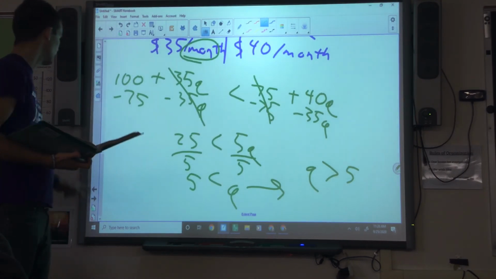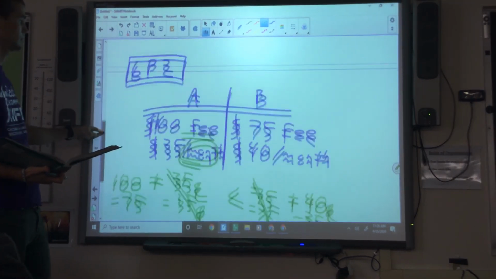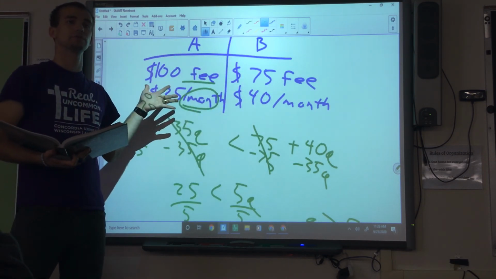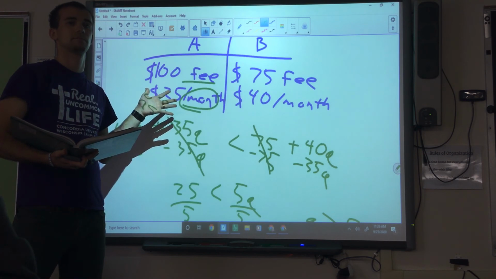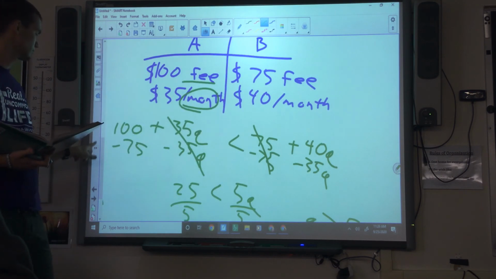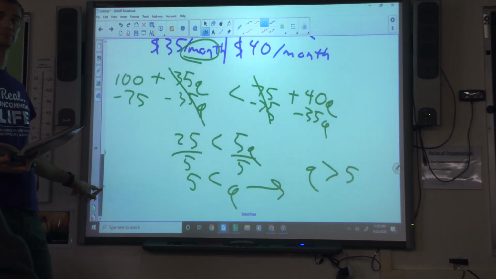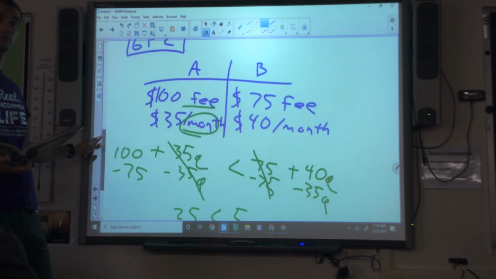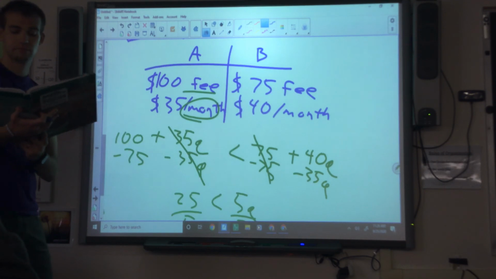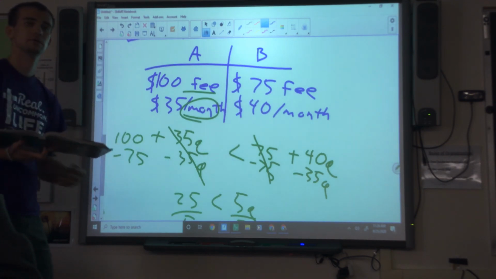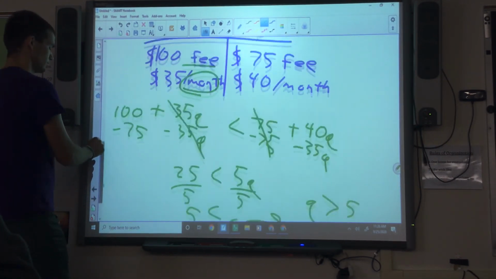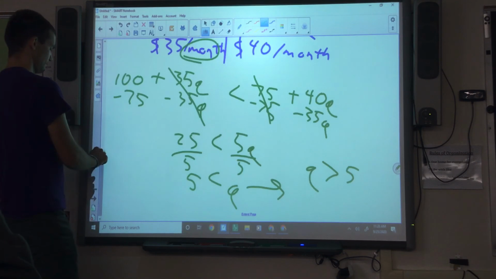So that means if I want A to be cheaper than B, then how many months do I need to go there? How many months do I need to go to A if I want it to be cheaper than B? 5? It said Q is greater than 5. No, not 75. Yeah, anytime after 5 months would be good. Oh, so 6.